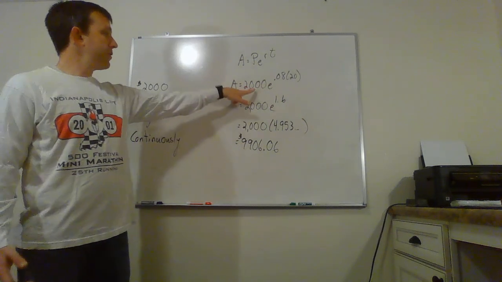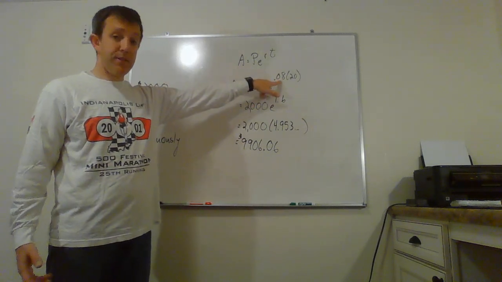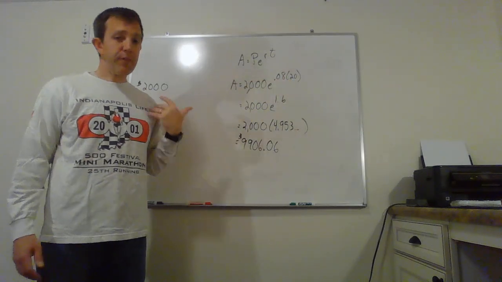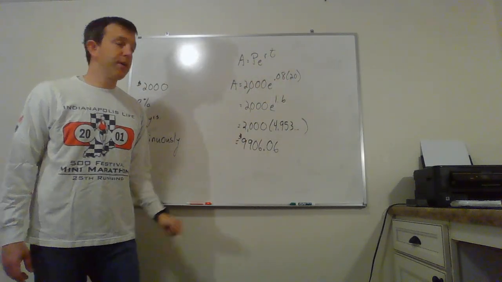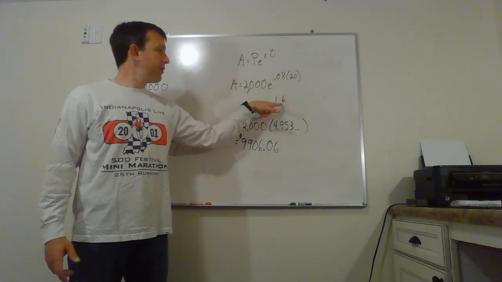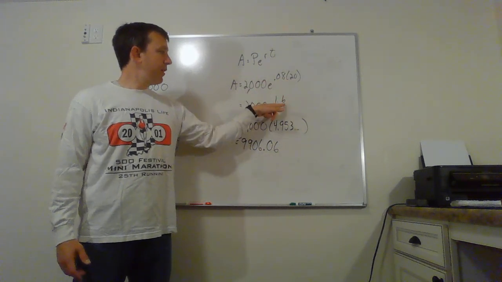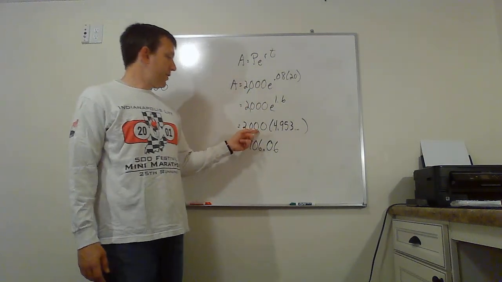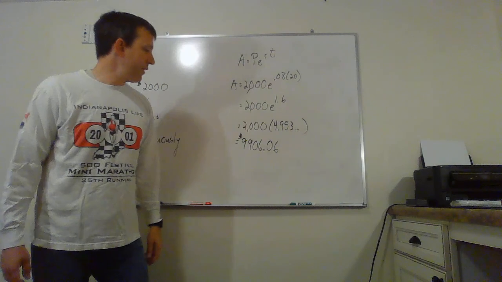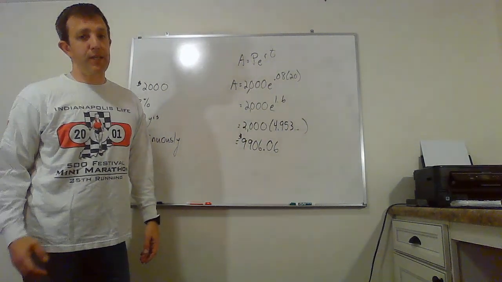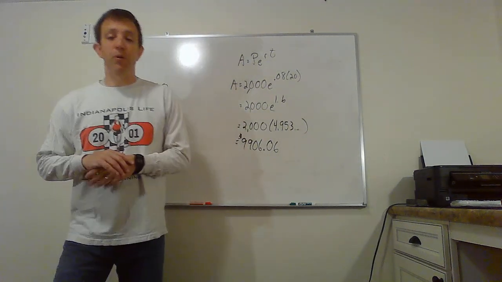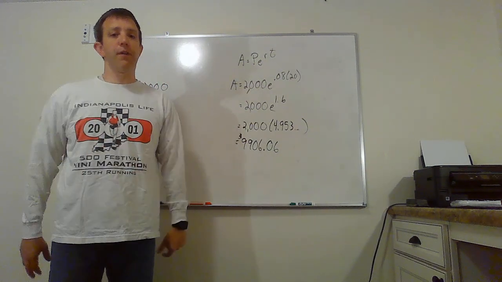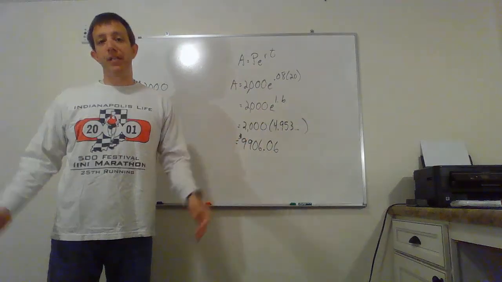So I plug in those numbers, the 2,000 for the principal, the 0.08 still a decimal for the interest rate, 0.08 times 20. And again, I'm going to be careful and follow the order of operations. 0.08 times 20 is 1.6. When I do e to the 1.6 power, I get 4.9 and a whole lot more numbers. So I just hit times 2,000, which gives me $9,906.06. Which, if you go back, is a little bit more than what you had from the compounding quarterly, and that's to be expected. You're getting interest more often, but it doesn't make you rich.